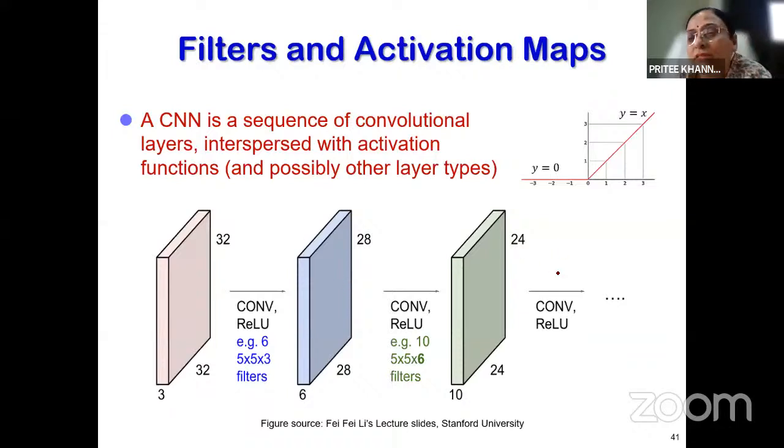So what is happening? That is how the size is decreasing. Now here I wanted to show you one thing. If we talk about CNN, we have a sequence of convolutional layers interspersed with activation functions. For example, here you can see ReLU.